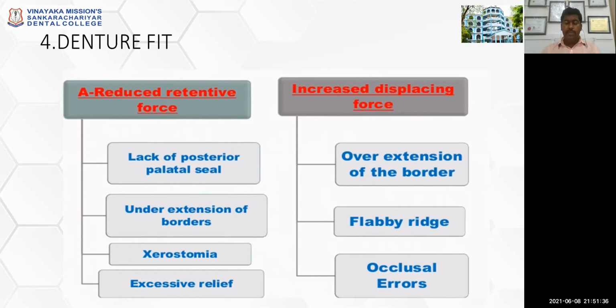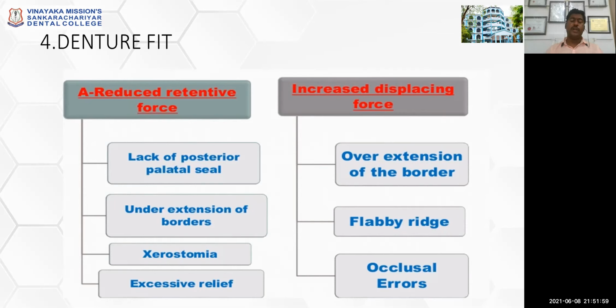Do it in an indelible pencil, mark it with a spirit, and then transfer this to your maxillary denture to locate the borders, to know whether it is underextended or overextended. If it is overextended, you can always trim. If it is underextended, you have to again go in for a posterior palatal seal. Okay, underextension of the borders.